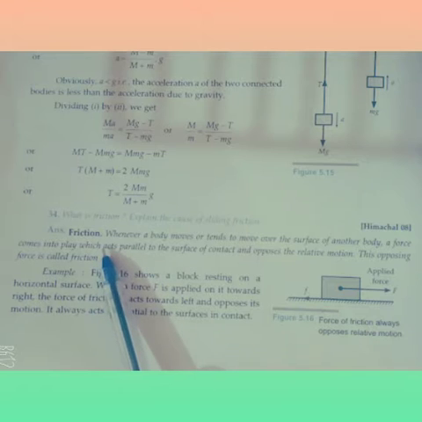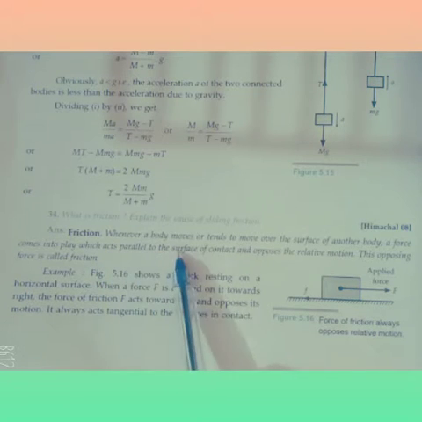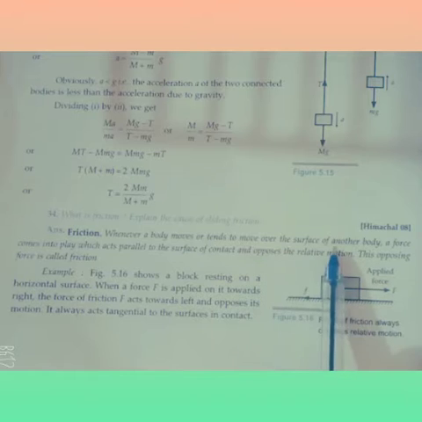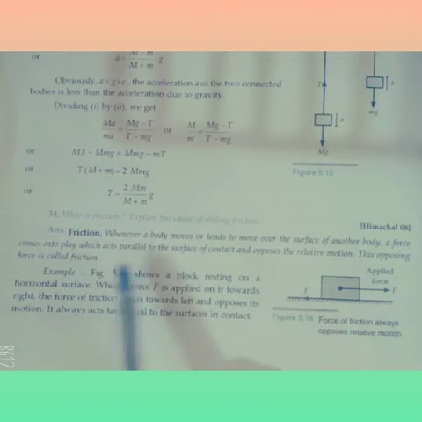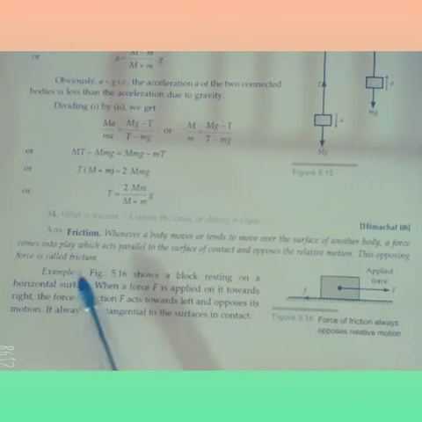Next topic is friction. You had already studied in your ninth standard about friction. So what do you mean by friction? Friction is an opposing force, isn't it? Whenever a body moves or tends to move over the surface of another body, a force comes into play which acts parallel to the surface of contact and opposes the relative motion. This opposing force we call friction.